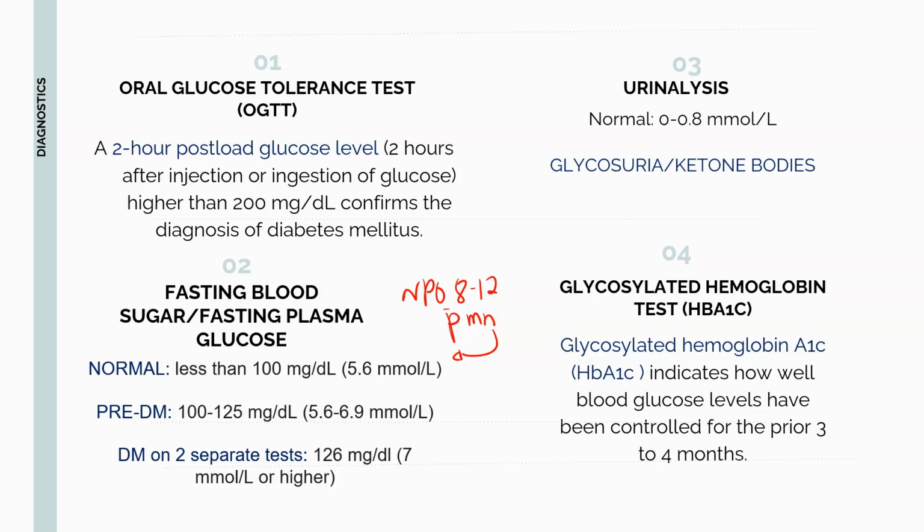It means to say, oh my gosh, you are diagnosed to have diabetes mellitus. Okay, so normal level is 0 to 0.8 millimoles per liter. More than that one, that's a red flag.